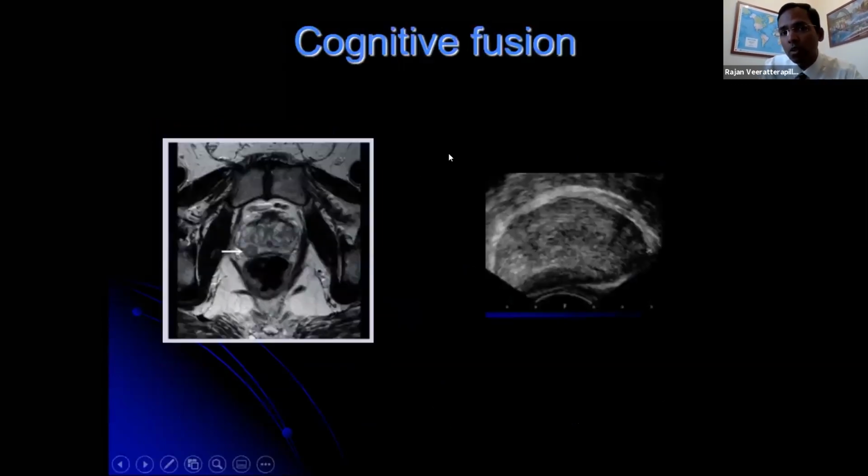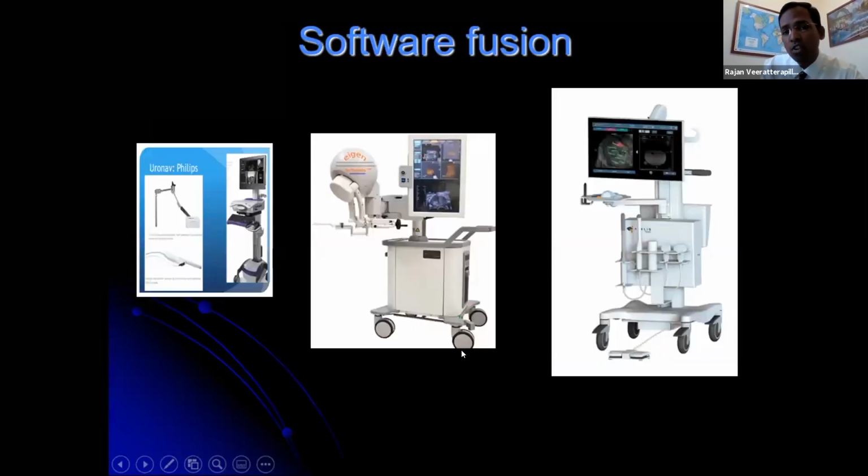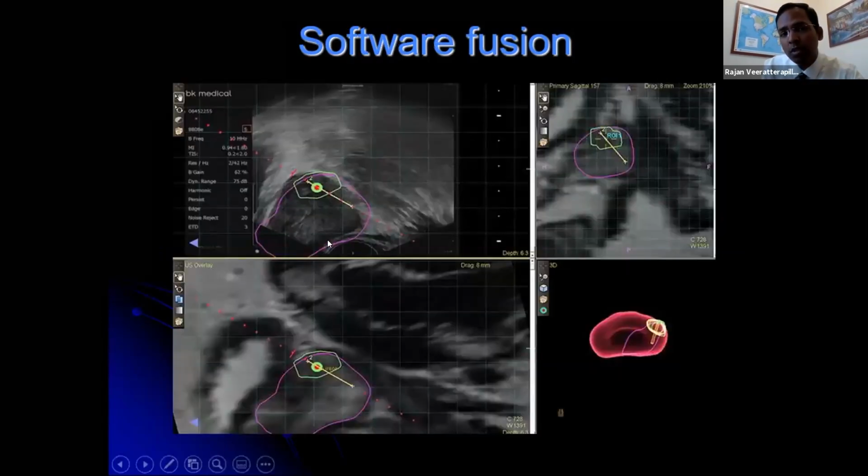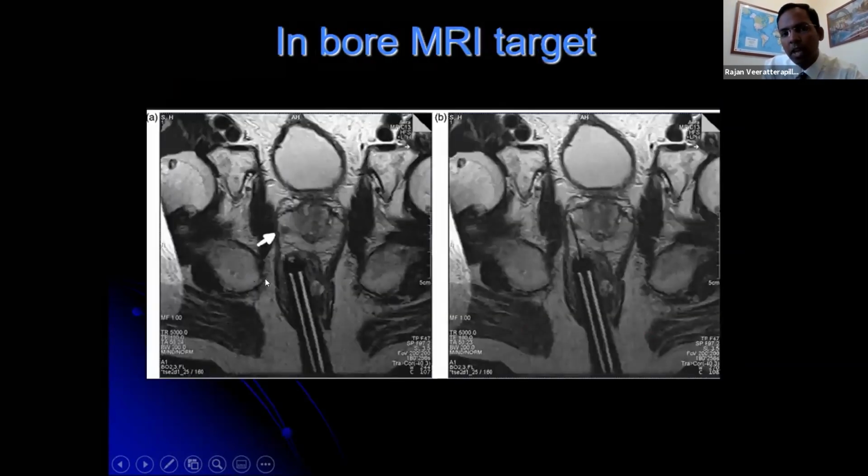So this is what it looks like. So cognitive fusion, you would have a picture of your MRI. This would be the lesion there in the right peripheral zone. You would do your truss. You might see something there or you may not. So you'll be concentrating your biopsies in that area. Number of fusion platforms out there, and basically what they attempt to do, so this would be your ultrasound picture, and superimposed on that would be what the MRI information had given you, and this would be telling you where to target your biopsy. In-bore biopsy with the MRI, this would be your MRI picture. This is a lesion, and you take it at the time of the MRI. This is more time cost effective and takes a lot longer to do as well.